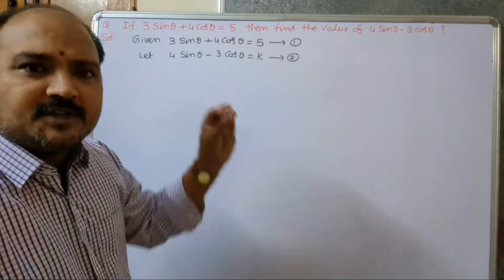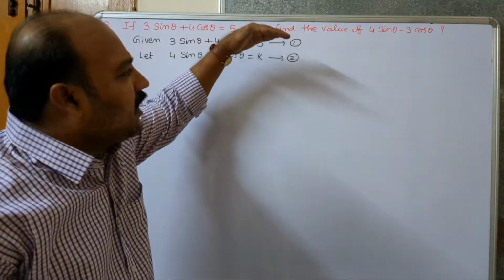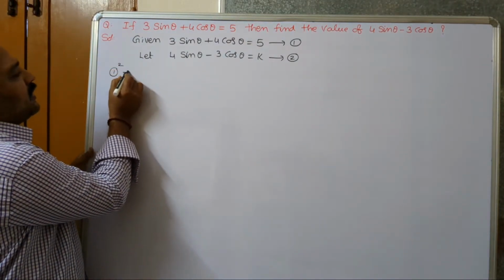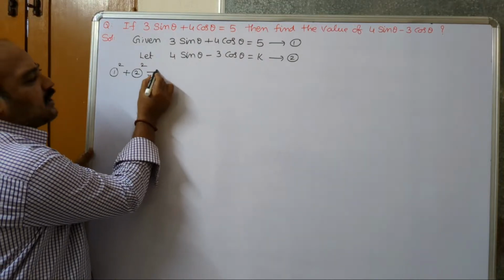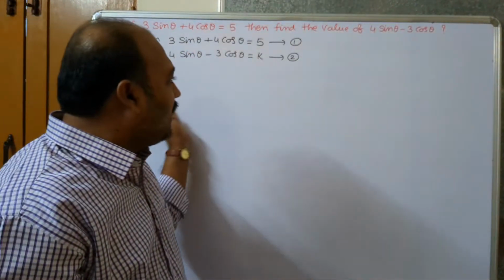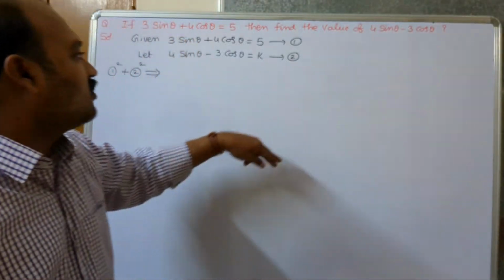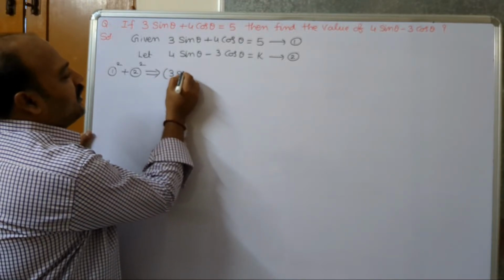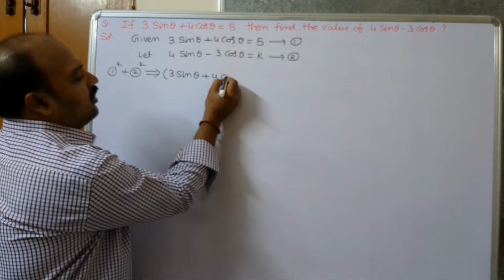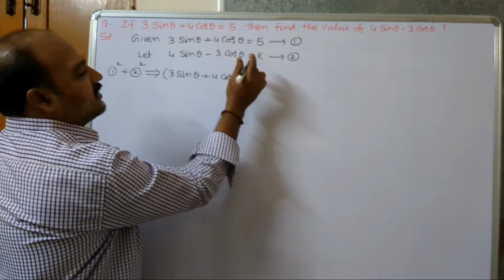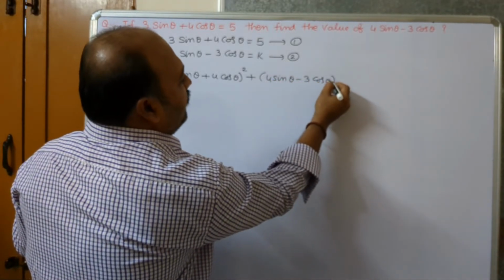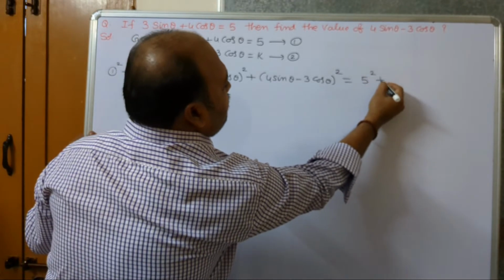After that, whenever a sin and cos relation is there in the equations, you can square and add both the equations. So equation 1 squared plus equation 2 squared. This can be done simultaneously on the LHS as well as the RHS. So I am writing the (a plus b) whole square formula now: (3 sin theta plus 4 cos theta) whole square plus (4 sin theta minus 3 cos theta) whole square is equal to 5 square plus k square. I hope you understand.